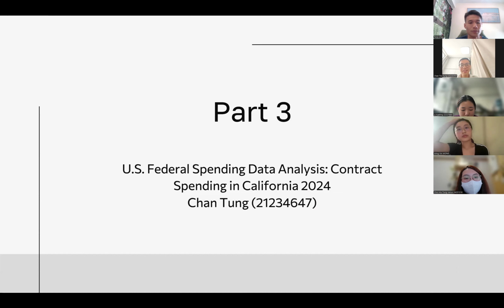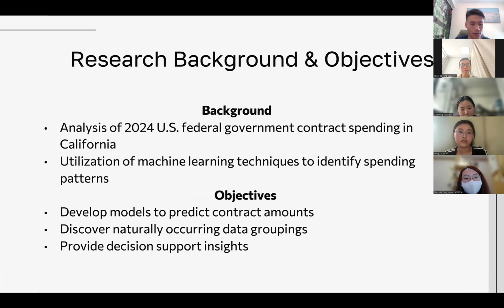This is Chen Dong. I will discuss my analysis of U.S. federal spending data for California, using machine learning to unveil patterns and create predictive models based on 2024 federal contract data. For background and objectives, my goals are to develop models to predict contract amounts, find natural groupings in the data, and offer insights for better decisions by agencies and contractors.